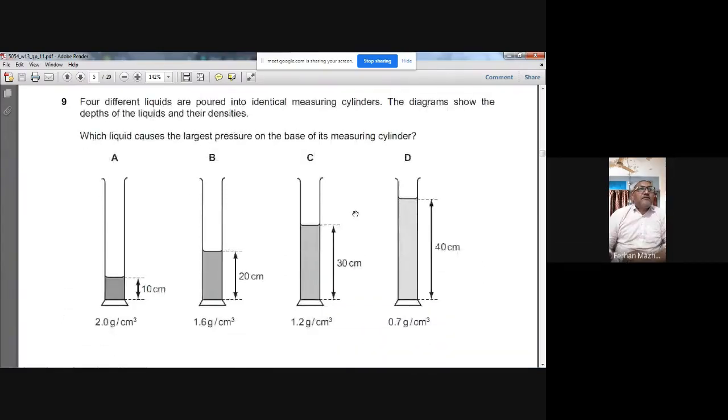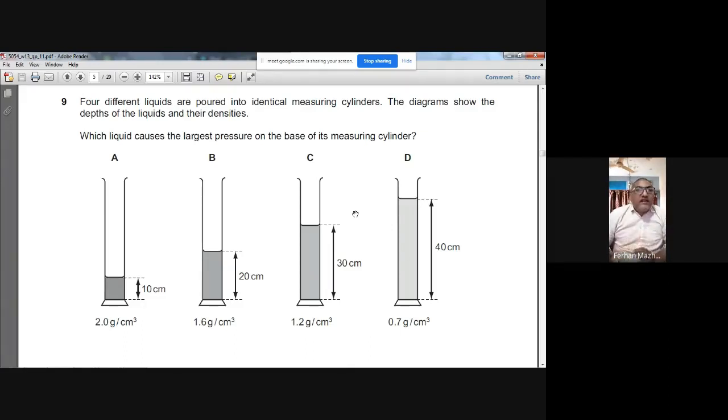Question number 9. Four different liquids are poured into identical measuring cylinders. The diagram shows the depth of the liquid and their densities. Which liquid causes the larger pressure on the base of its measuring cylinder? So in this question, you have to do the calculation. The pressure of a liquid is given by rho g h. Rho stands for the density, the g value is 10, and h stands for the depth of the liquid. So we can very easily calculate the pressure for each of them.